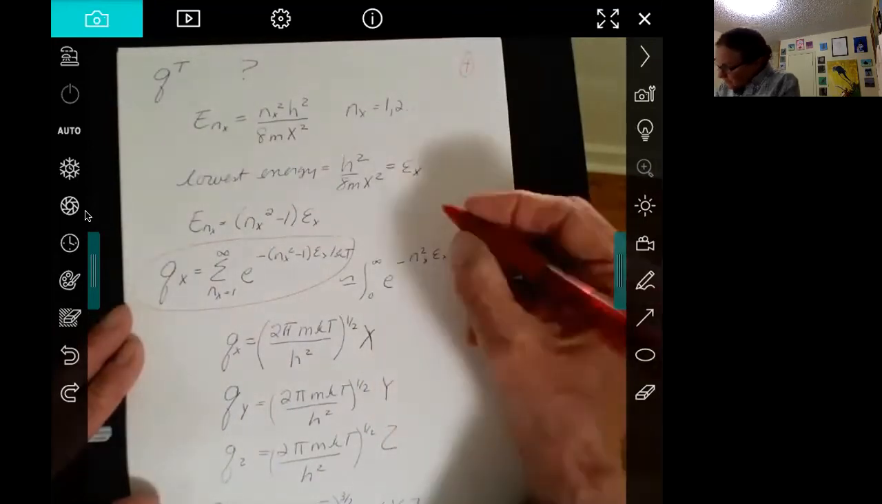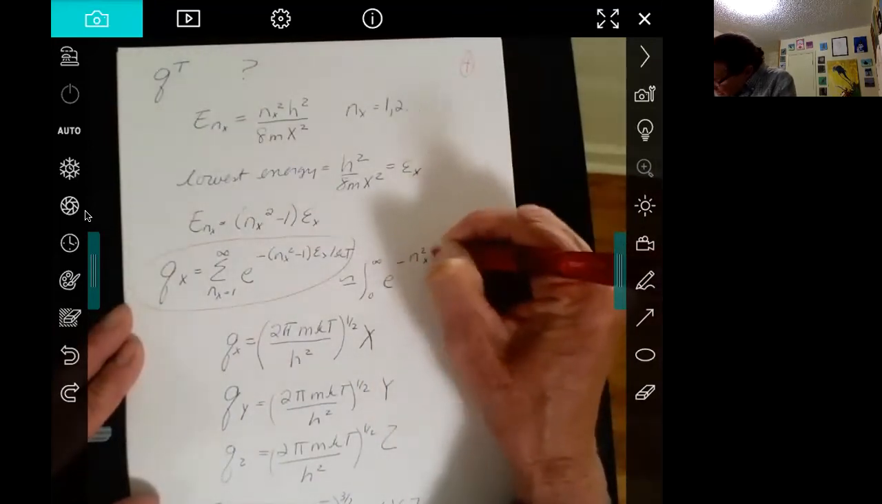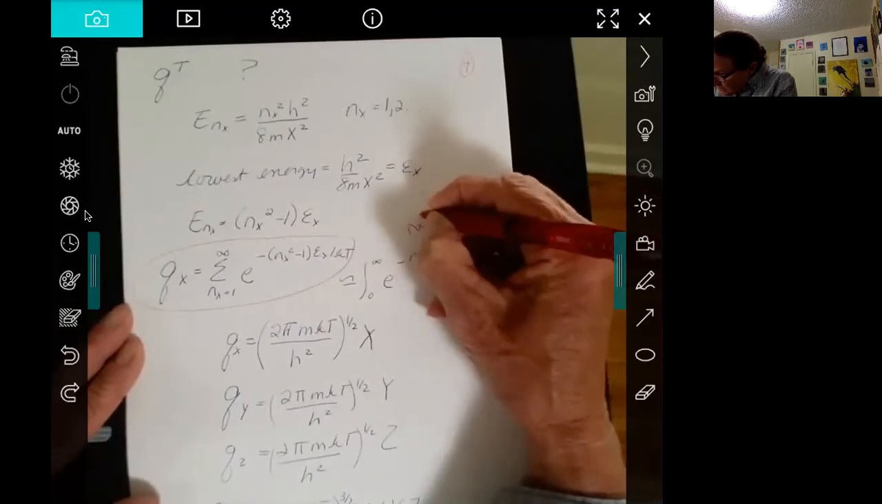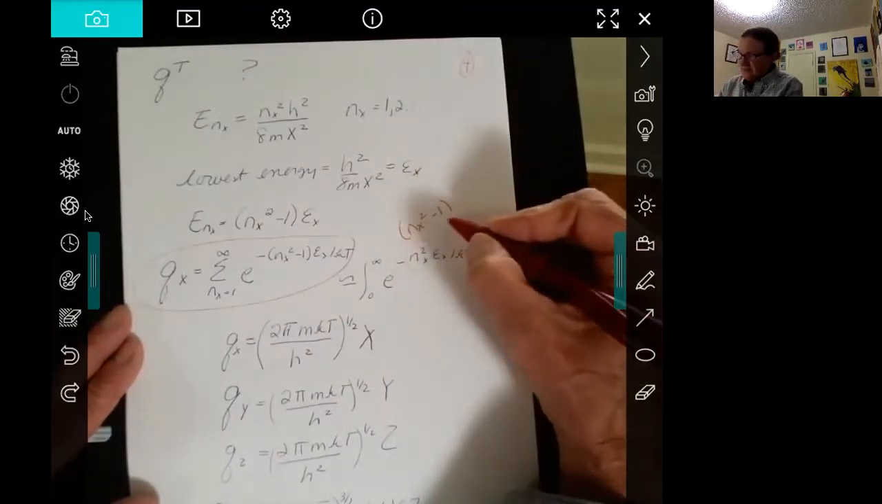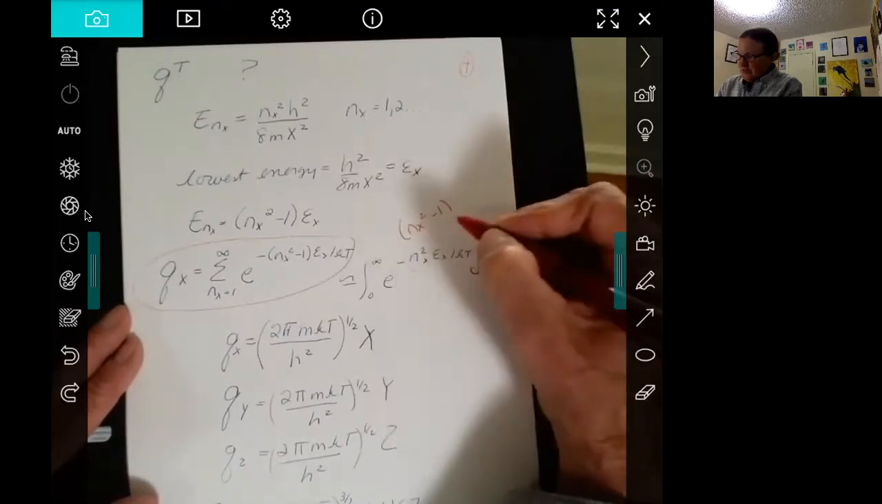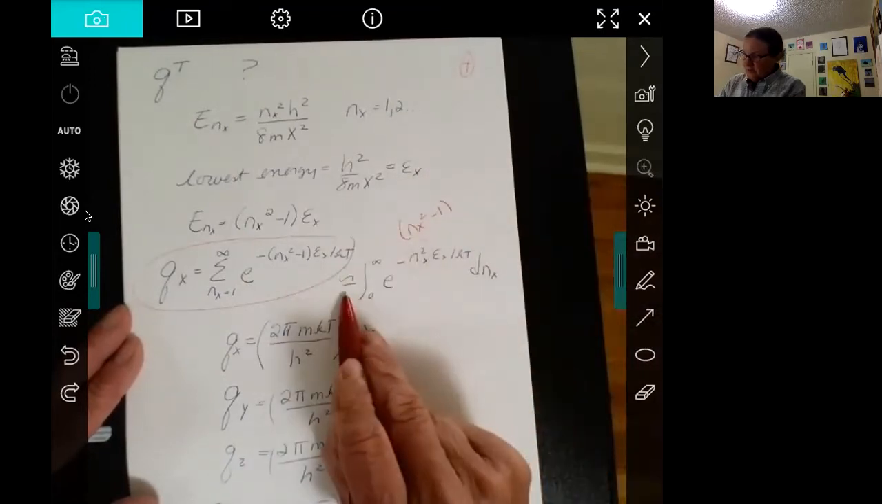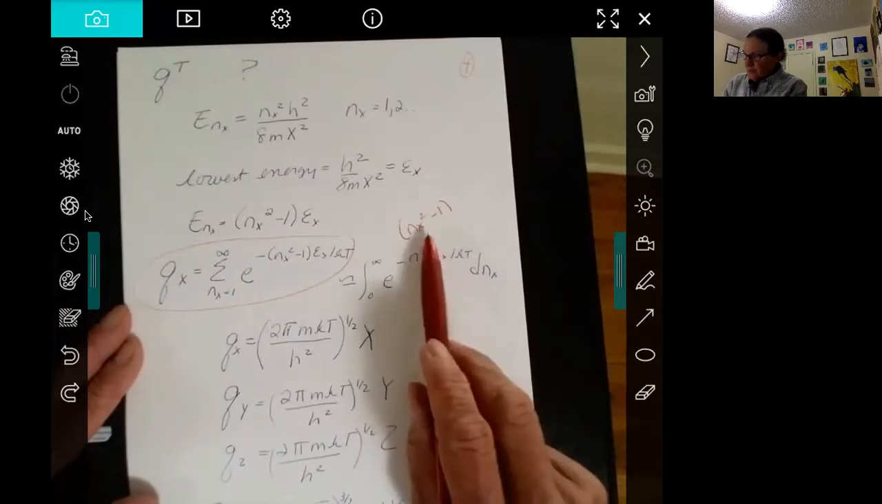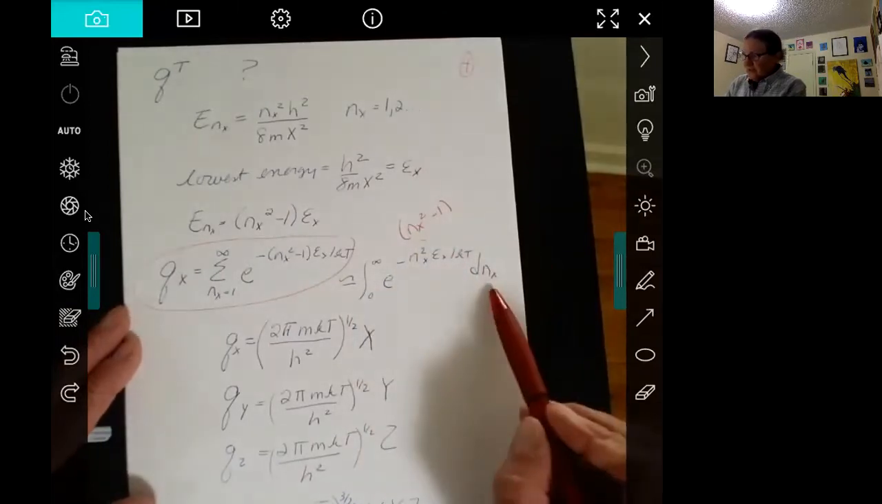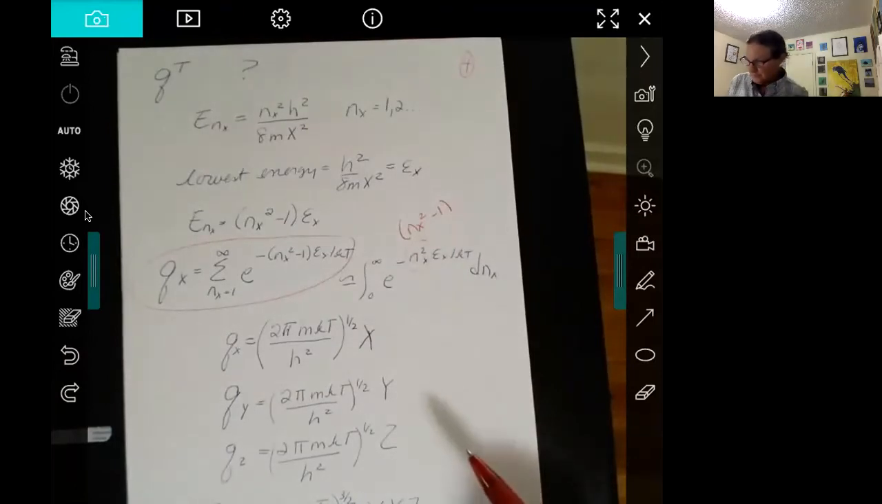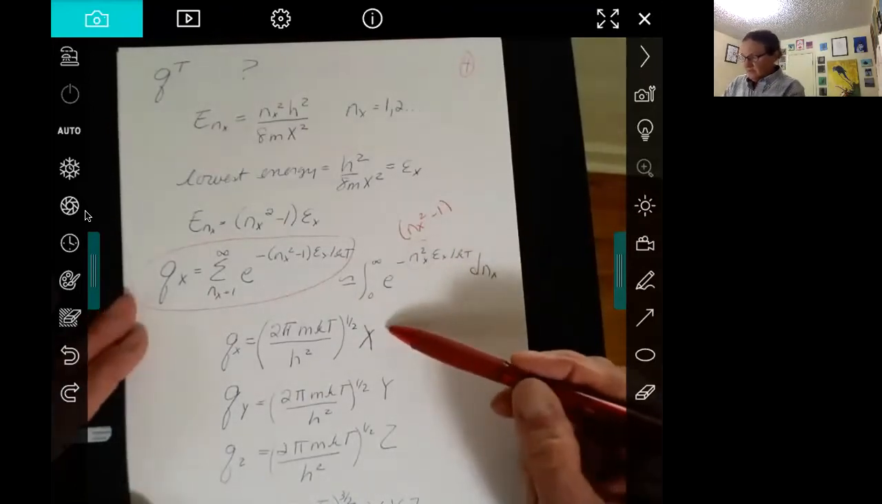And the other thing that we did, because this should really be nx squared minus 1. Well, as nx gets bigger, subtracting the 1 doesn't change it very much. So that's another approximation here. So replacing nx squared minus 1 with just nx squared, this integral will be easier to do. And this would be the integral.